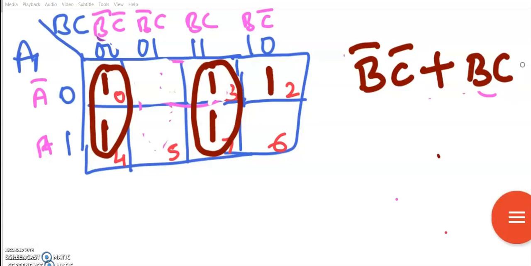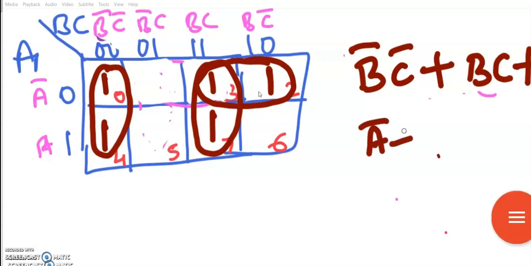What if we have one in this last location? So the resultant here will be this A bar, then what remains common vertically, that is B. B remains common there, so we will write A bar B. So this is the result we are going to get with this grouping.